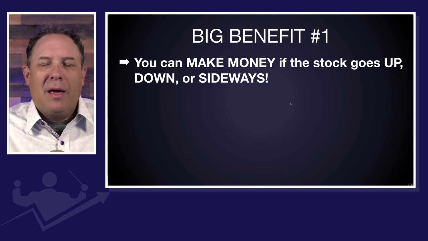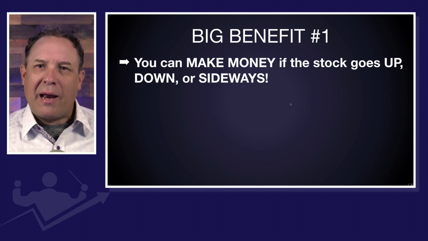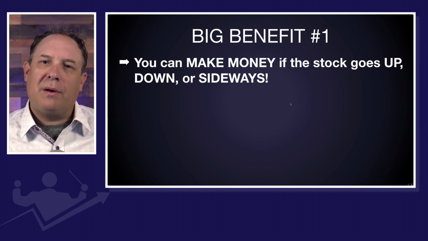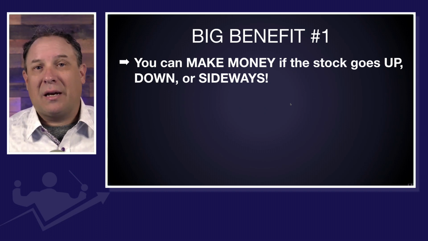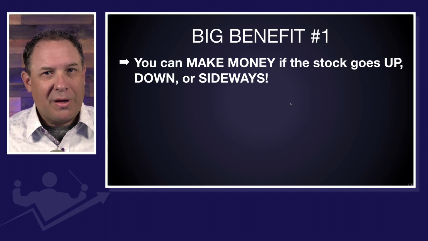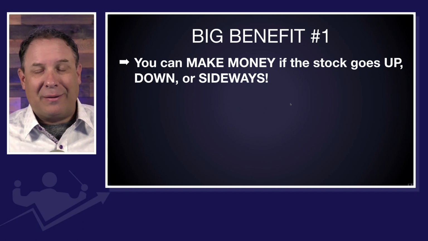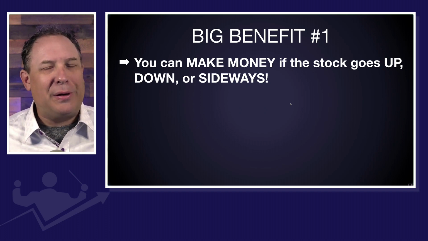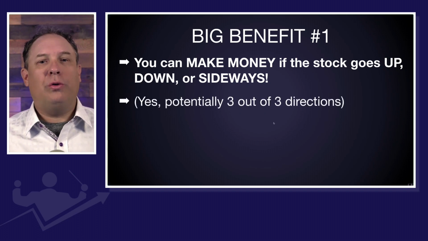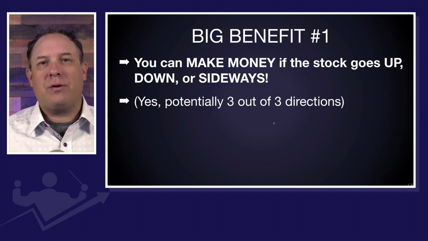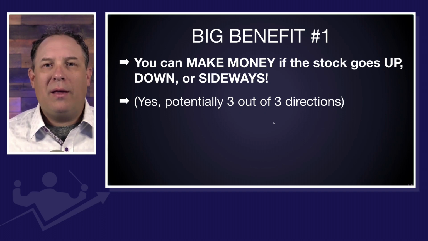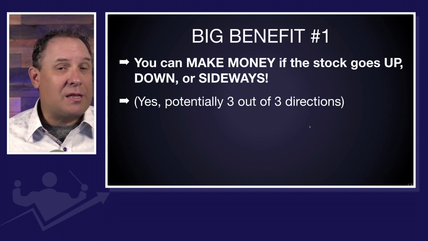And here I'm suggesting to you that there is a strategy where you can make money if the stock goes up, you can make money if the stock goes down, and you can make money if the stock goes sideways. Does that sound like a strategy that maybe you should learn? And by the way, you can make 5, 10% a month on that. That's pretty good. Yes, it is true. Potentially 3 out of 3 directions you can make money with the credit spread, okay? So that's the first big benefit.